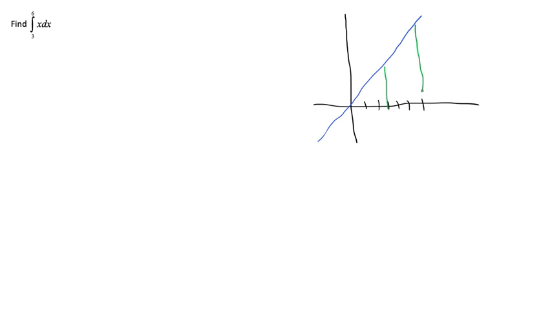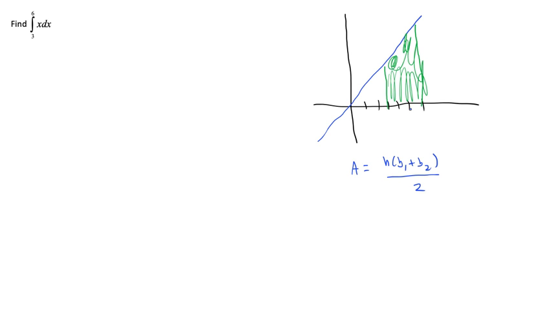So basically what this question is asking is, we have this function, the line y equals x. Here's x equals 3, here's x equals 6. We want to find this area here. And if you look at this shape, it's actually in the shape of a trapezoid. And we know the formula for the area of a trapezoid: it's h, the height, times b1 plus b2, divided by 2.